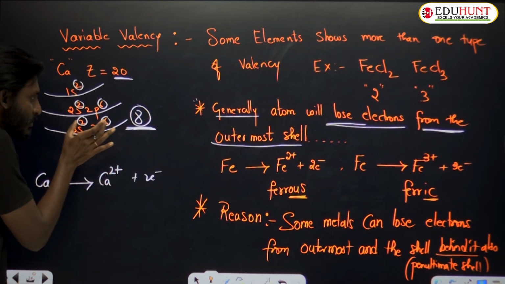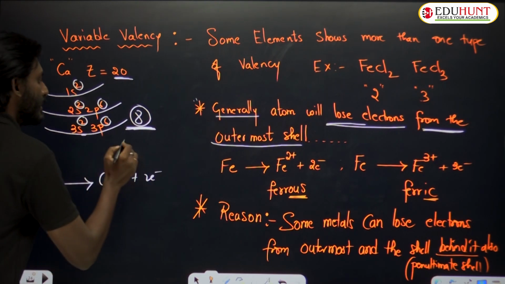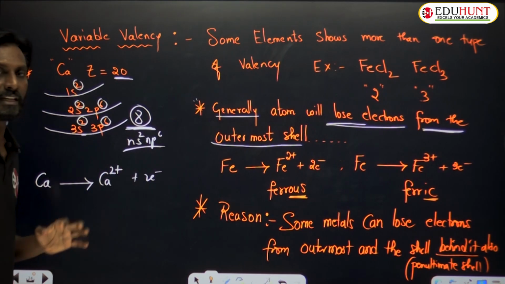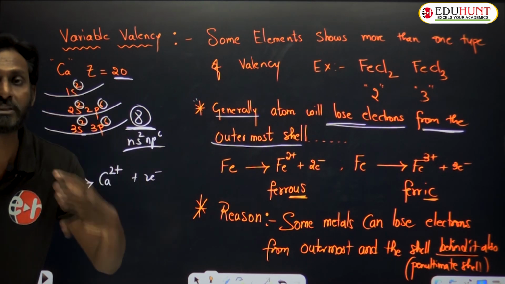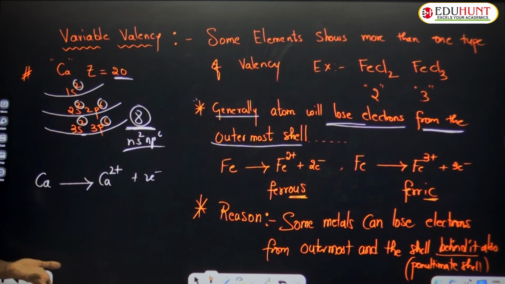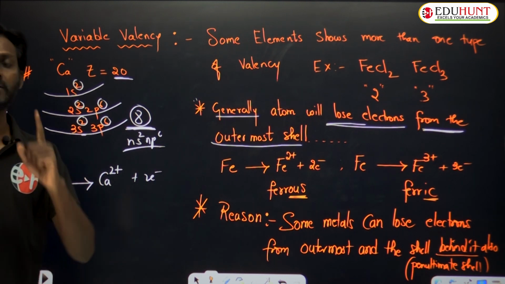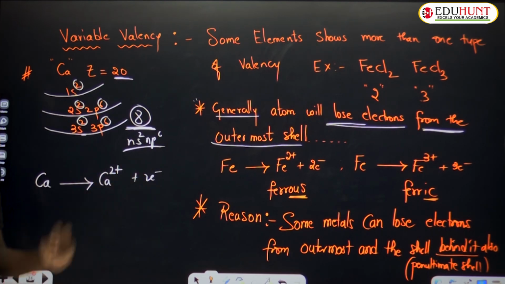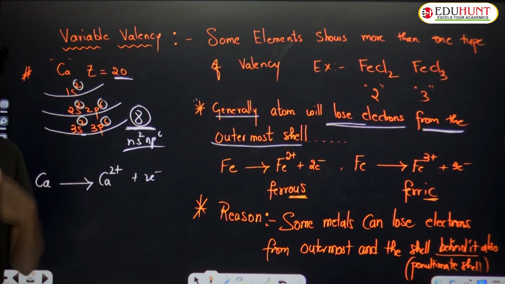But in the outermost shell, if there are 8 electrons like ns2, np6, that is octet configuration, that will give stability. Okay, sir. Fine, sir. Now, what is the valency of calcium? Calcium is going to lose 2 electrons to combine with other atoms like chlorine.